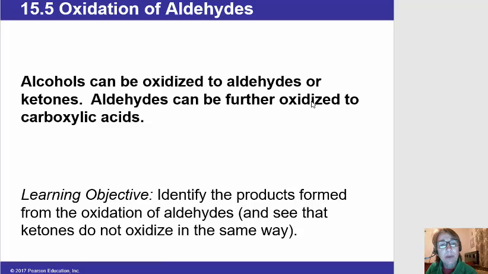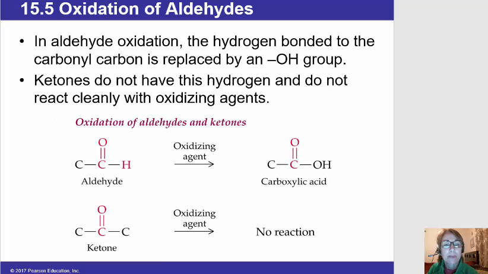You may remember from chapter 14 that alcohols can be oxidized to aldehydes or ketones depending on whether that alcohol is primary or secondary respectively. And then aldehydes can further be oxidized to carboxylic acids.